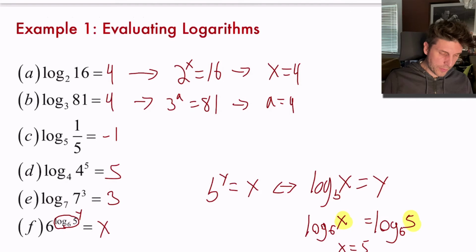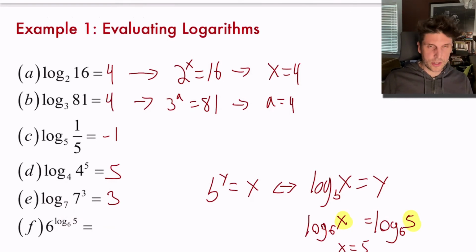The other thing that we haven't really discussed very much, though I've talked about it, is that this is actually a composition of two inverses. Here's a base 6 and then a log base 6. So this is a composition, and they actually cancel each other out, and you're left with 5. I don't want to spend too much more time on that. I think that's something that you'll explore more in the future.